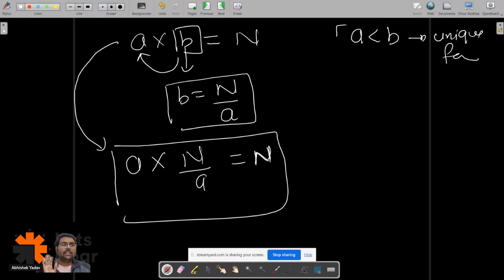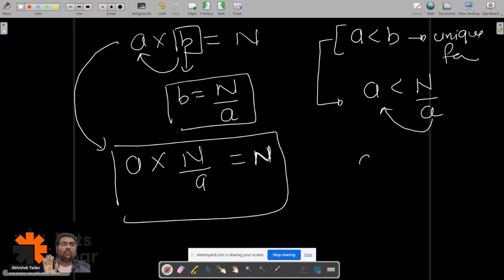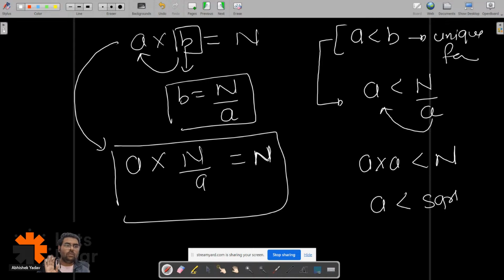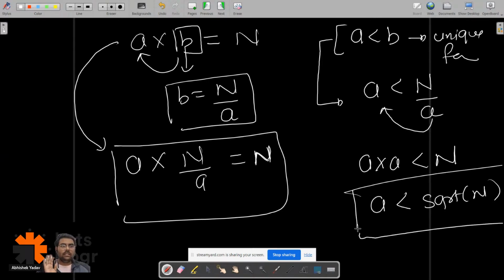And after that, you have made this observation, that is A is less than B, right? So here, let's take A, and let's put the value of B in terms of A. The value of B in terms of A is n divided by A, right? So if I take A on the left hand side, A into A is less than n, right everyone? So A is less than square root of n. So guys, here I found the stop point.